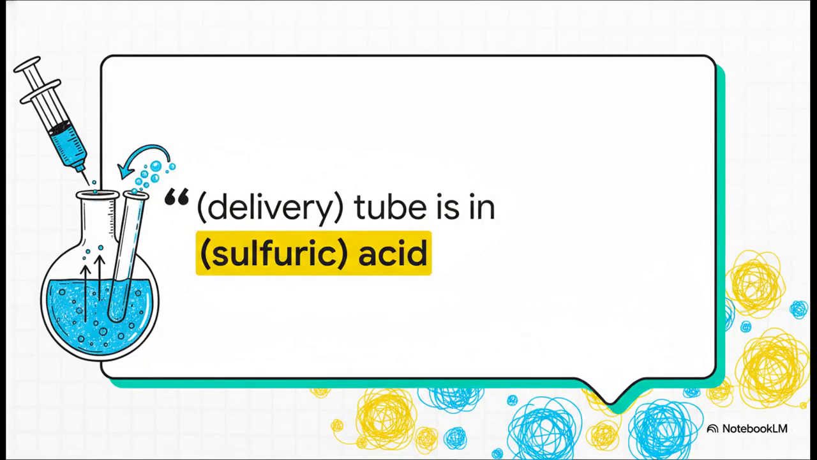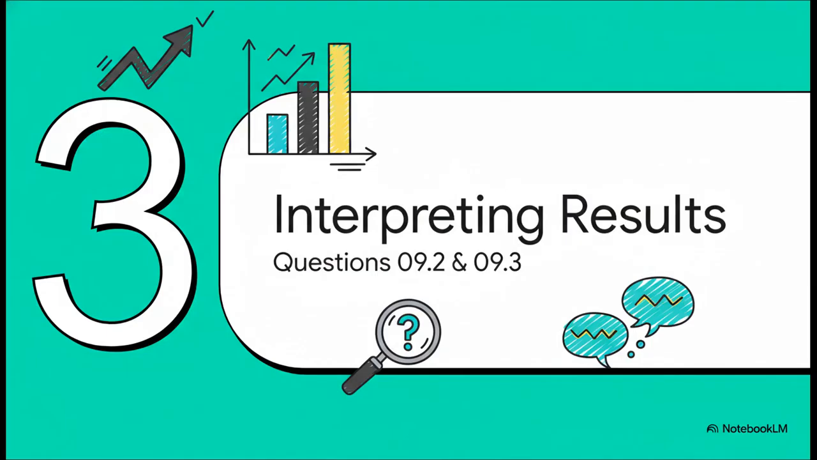And there it is, straight from the mark scheme. The delivery tube is actually under the surface of the acid. I mean, think about it. If the tube is in the liquid, how is the gas supposed to get into it? It can't. It would just build up pressure, probably push the acid back up the tube, and the experiment would be a total failure. Okay, so errors spotted and fixed.